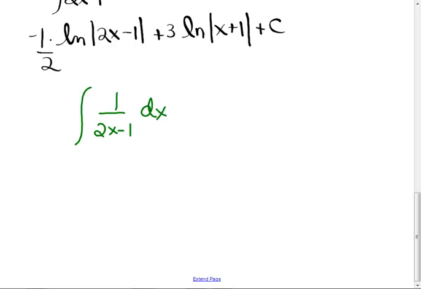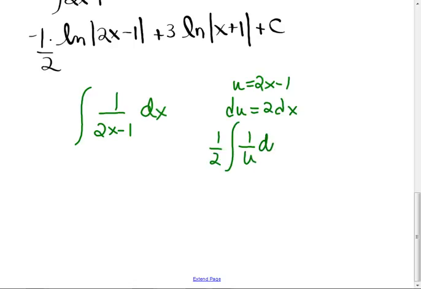If you had taken this, let's say you didn't know what to do with this one, I could have done a u substitution, and u is equal to 2x minus 1, then du is equal to 2dx. So you can see I get a 1/2 of 1 over u du. If you prefer to see that. After you've done enough antiderivatives, you won't need to do that.